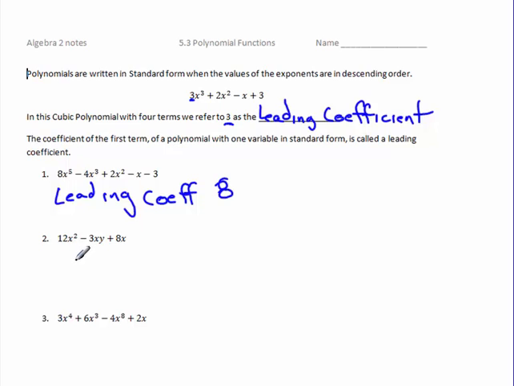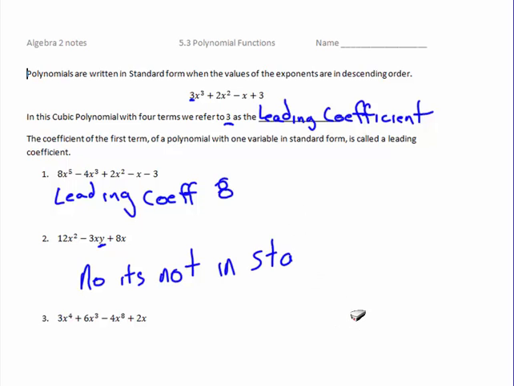Alright, next one. Is the polynomial written in standard form? Is it a polynomial function? It has more than one variable. Therefore, it violates what we're looking for with polynomial functions in standard form, because it does not just have one variable. This y here, so no, it's not in standard form. And this is with functions.